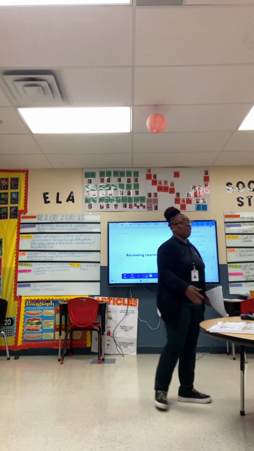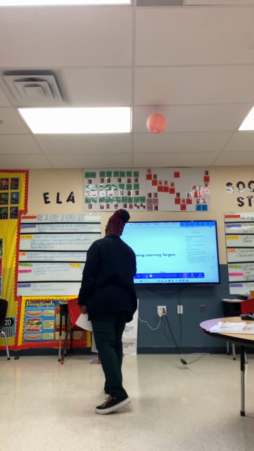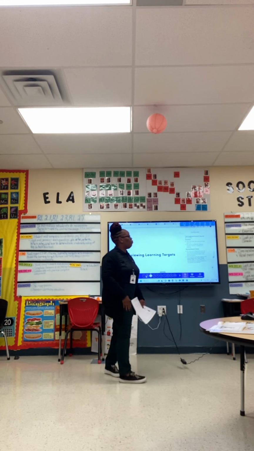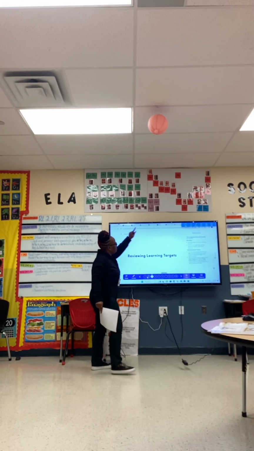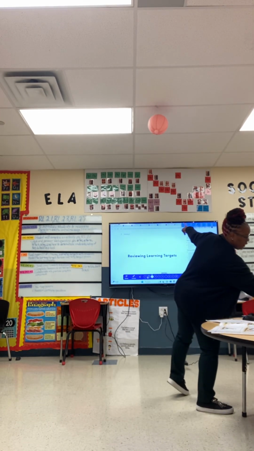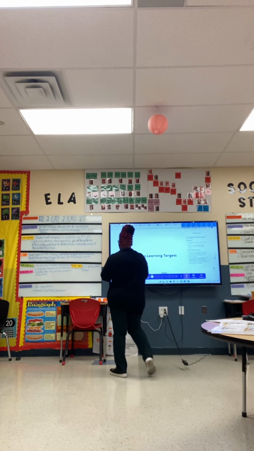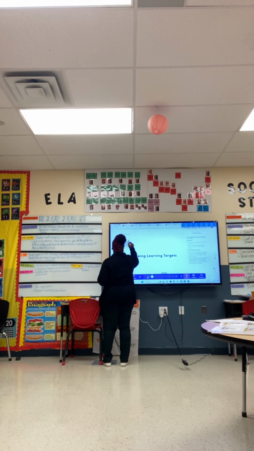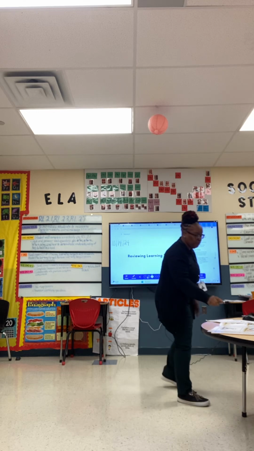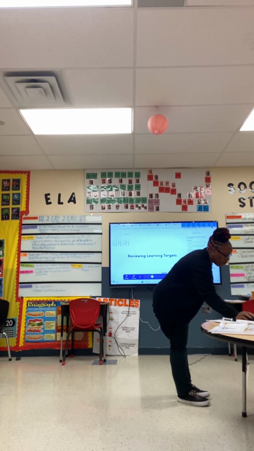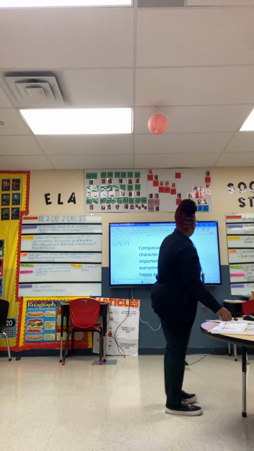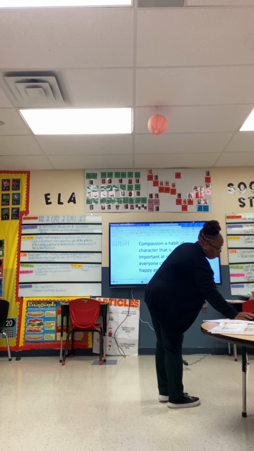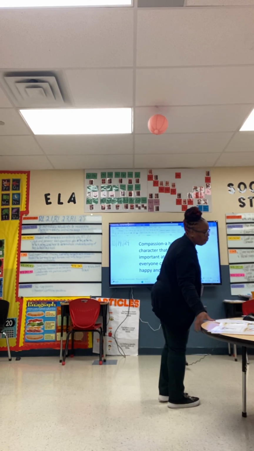Okay, so we're going to talk about learning targets. We have been talking about learning targets. But before that, we're going to talk about our 2 vocabulary words. Open up your journal. Write the date, 10:14. And the 2 words we're going to talk about: one is compassion, the other one is respect. These are 2 words that we have been talking about, but we're going to continue to talk about them for the next couple days until we wrap this book up. So there you go, compassion. Compassion is a habit of character that is important at school so everyone can feel safe, happy, and included.